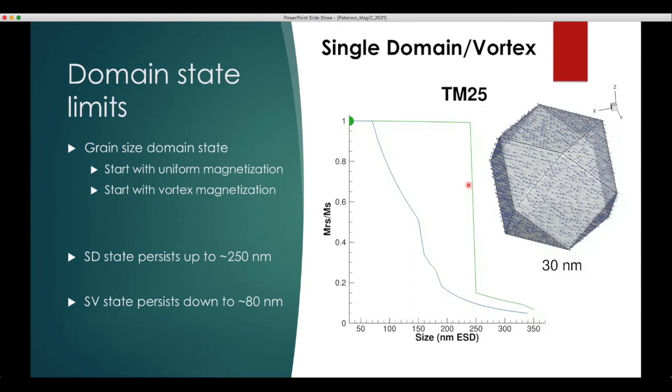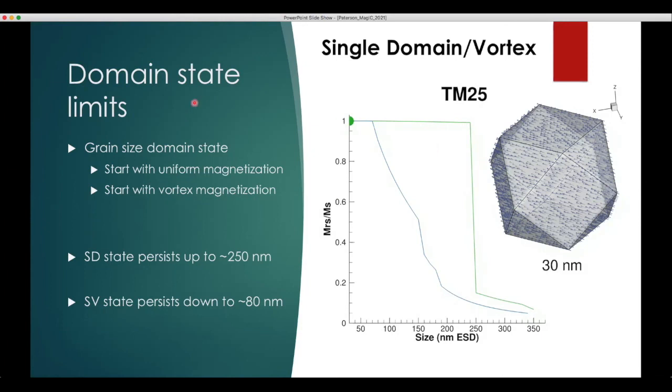Okay. So here it would be between something like 80 and 250 nanometers. Yeah, so it's 80 to 250 for this particular grain. Okay, makes sense. Thanks. Cheers.